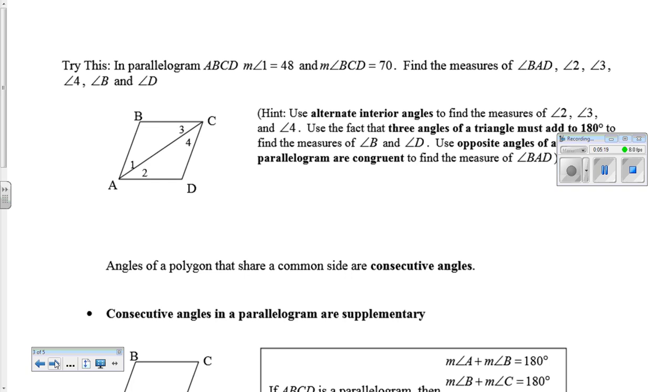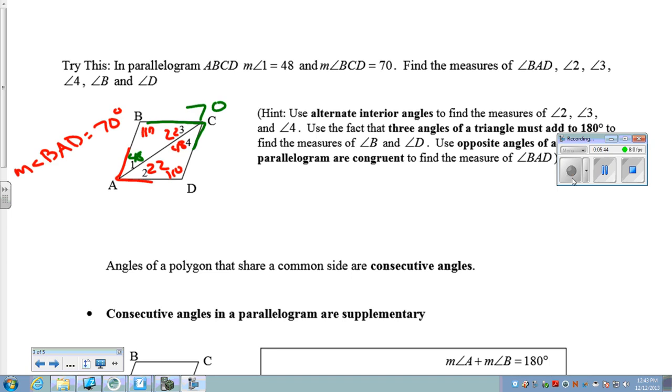So knowing that opposite angles are congruent, if I tell you that the measure of angle 1 is 48, the measure of BCD is 70, you need to find me the measures of those other angles, okay? All angles in the triangle, I'm sorry, in the parallelogram. So please go ahead and pause your video, read the hint on the side to help you. I'm going to pause mine as well and go ahead and do the work, and then we'll talk about it in just a moment. So please hit pause.